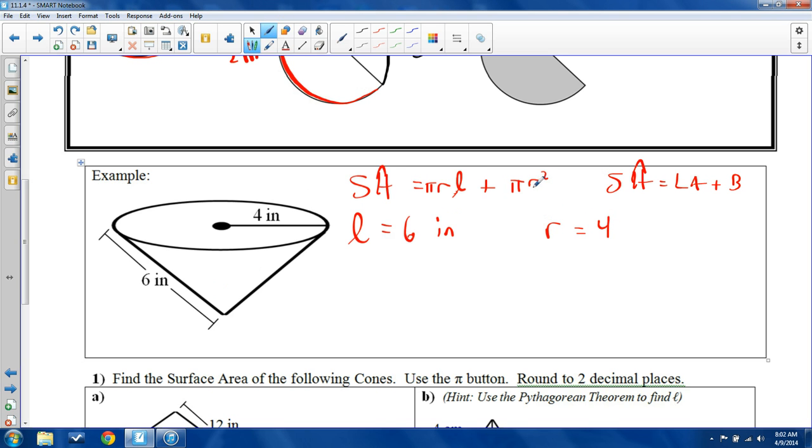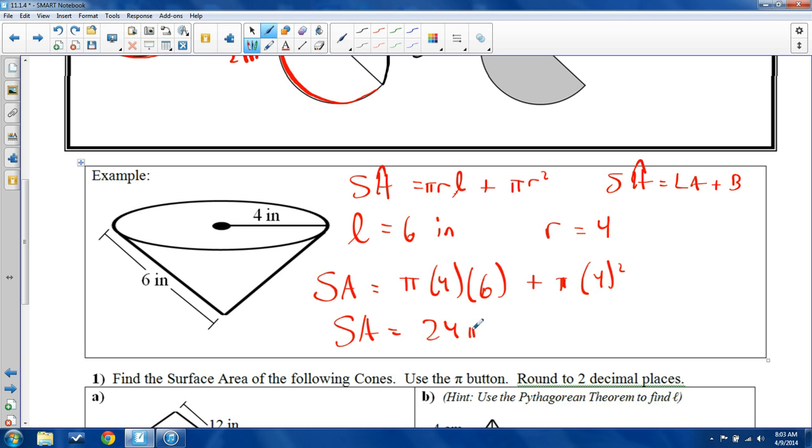Simple enough. The rest is very much substitution. Surface area is pi times 4 times 6, pi times radius times slant height, plus pi times 4 squared. So your surface area is 24 pi plus 16 pi, which is 40 pi square inches.